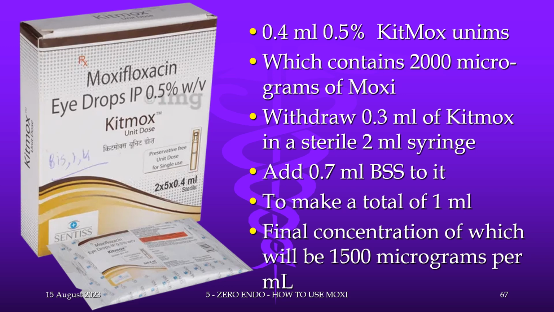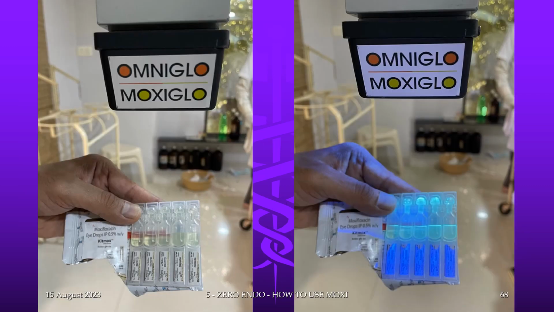Many surgeons use Kitmox Unims made by Centis Pharma, which is 0.4 ml of 0.5% moxifloxacin, containing 2000 micrograms of moxifloxacin. We can withdraw 0.3 ml of Kitmox Unims into a sterile 2 ml or 1 ml syringe and add 0.7 ml BSS to it to make a total of 1 ml. So the final concentration will be 1500 micrograms per 1 ml. These are Kitmox Unims glowing under the Moxi glow.